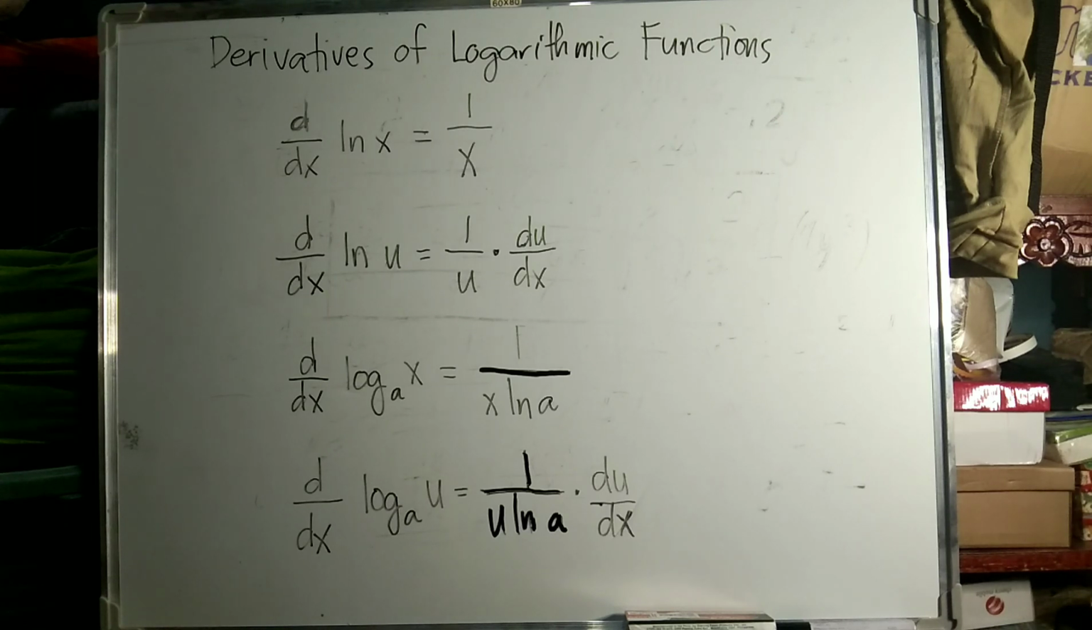Then, we have also derivative of log of x to the base a with respect to x is equal to 1 over x ln a. Yung a natin base yun. Then, last, derivative of log of u to the base a with respect to x is equal to 1 over u ln a times du over dx, where u is also a function of x.